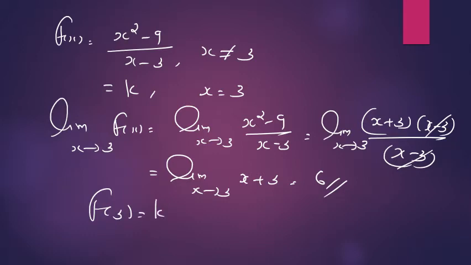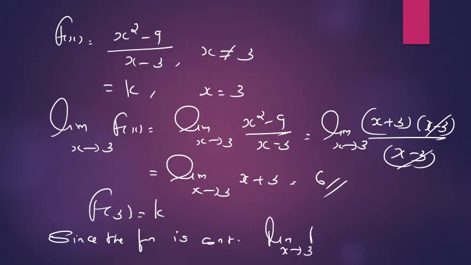k. So, since the function is continuous, what can you say? Since the function is continuous, the limit as x tends to 3 of f(x) is equal to f(3). This implies k is equal to what? 6.